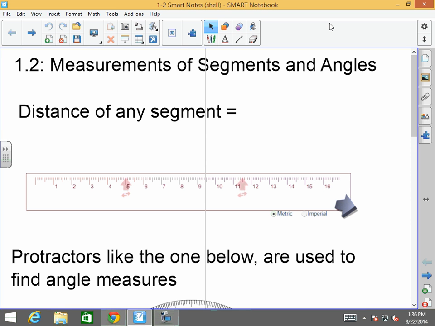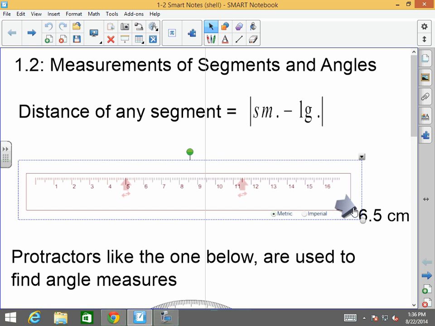When we're talking about distances of segments, there is a nice little formula that you can use, and it is the small value minus the large value, in absolute value. That's always going to give you the accurate distance. For example, we saw the ruler down here. If we calculate that, that's going to be 6.5 centimeters, the distance between 5 and 11.5.